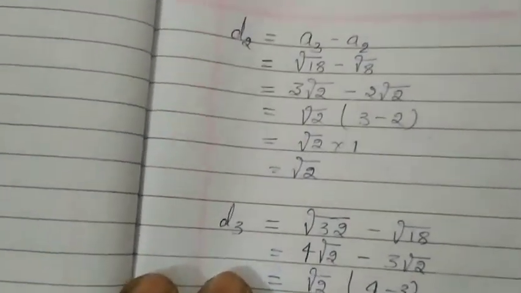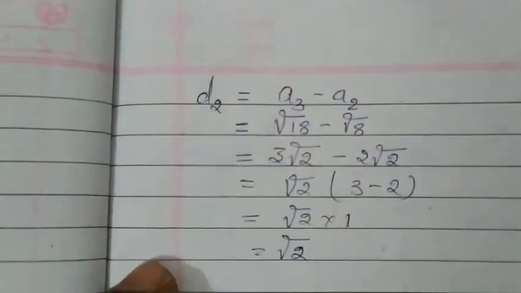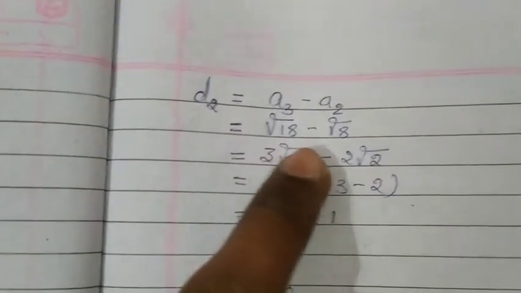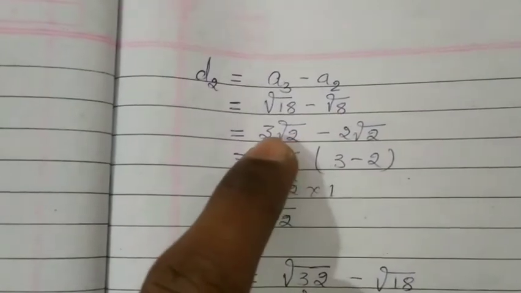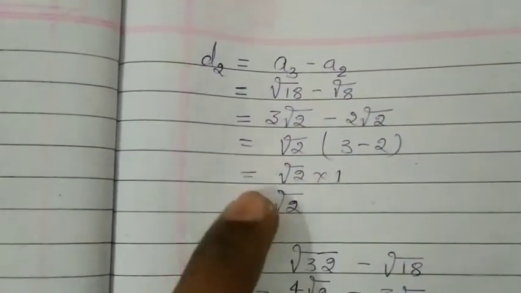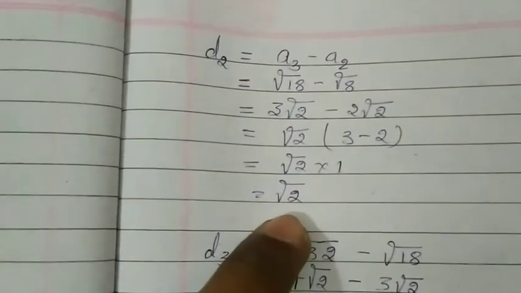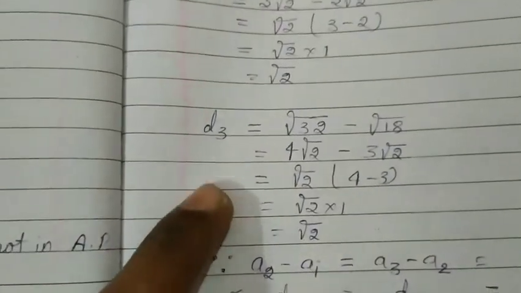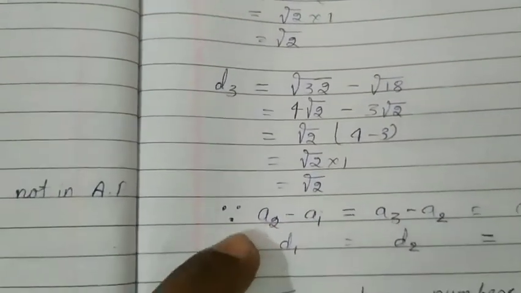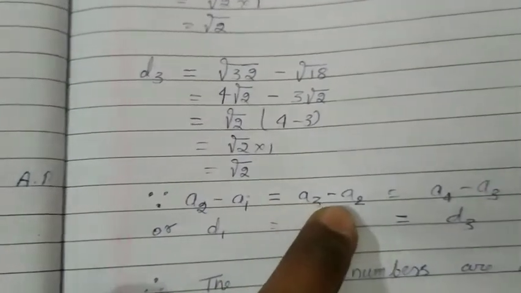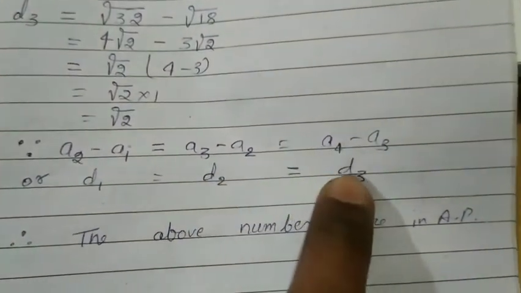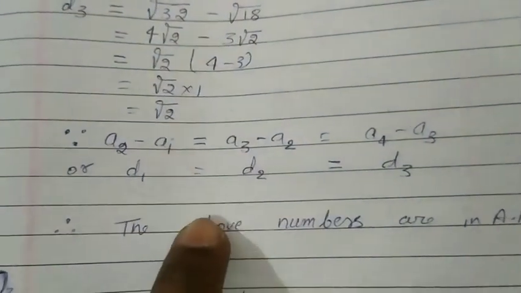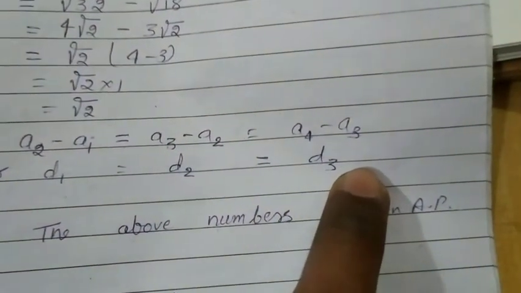But proceeding further, we got D2 is A3 minus A2, under root 18 minus root 8. So again we solved it and found that D2 is root 2. So D3 is also root 2. Since all the differences are equal, or you can say D1 is equal to D2 is equal to D3, therefore the above numbers are in AP.